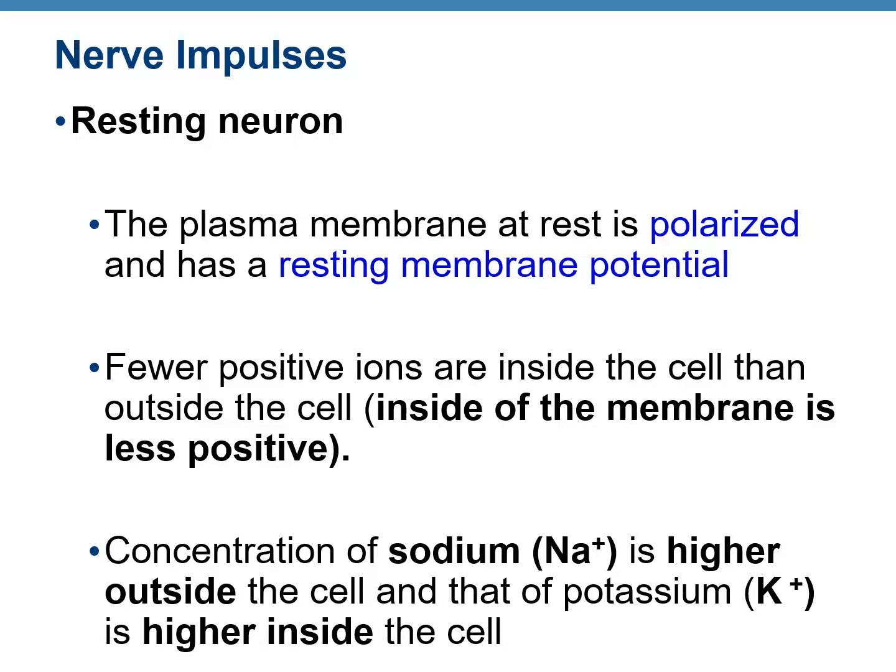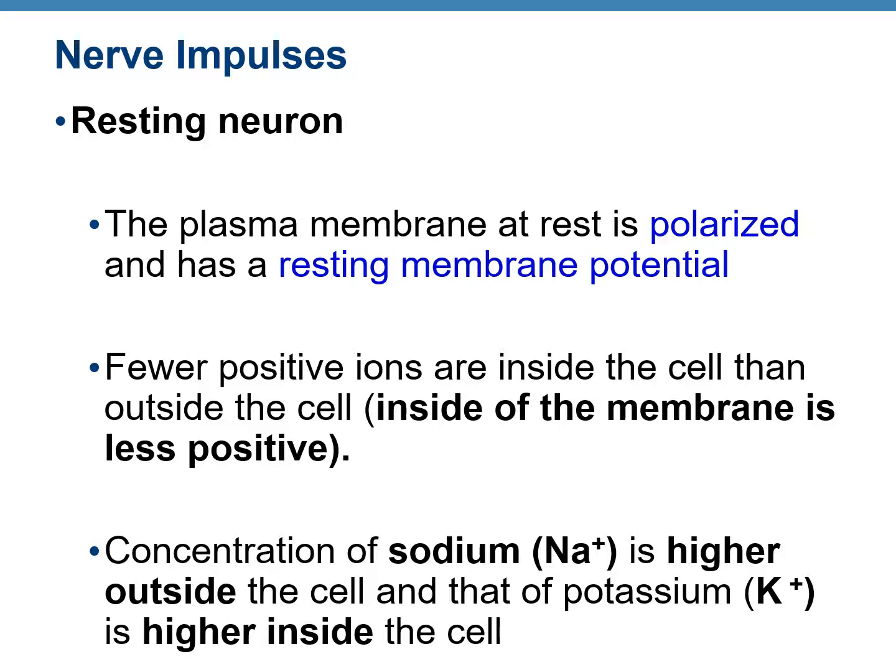The first stage is called resting neuron, and from the name itself you know that the neuron is resting. So the plasma membrane of the neuron at rest is said to be in a polarized state, and the voltage of the plasma membrane is called resting membrane potential. Broadly, at this stage, the plasma membrane has more positive ions outside than inside. That means the inside is less positive.